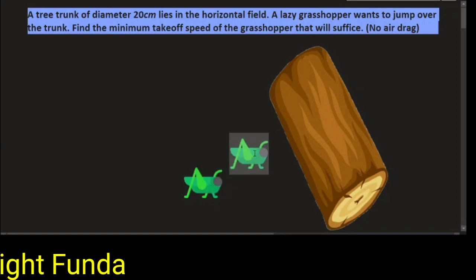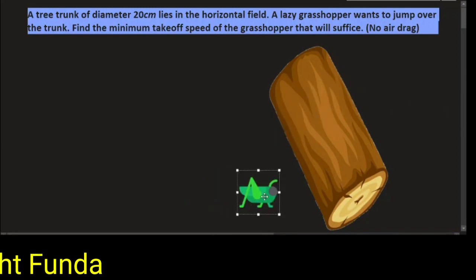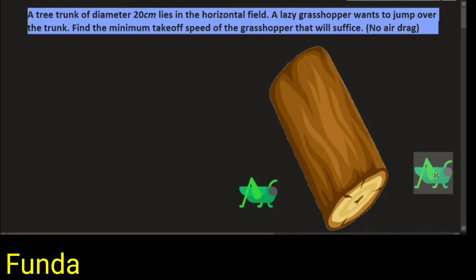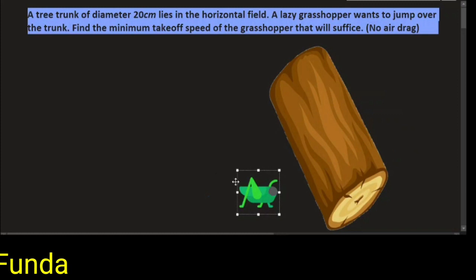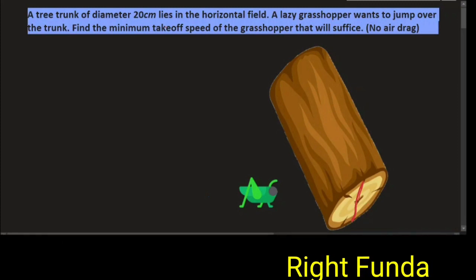So the grasshopper basically has to jump from here to here, like this. Or he can start from here and jump like this also. So how he'll be jumping, we don't know. But the question is saying that the grasshopper has to jump with the minimum speed. What is given to us is this diameter, this radius, and the height it has to clear, 20 centimeter. And we need to find out what is the minimum speed.